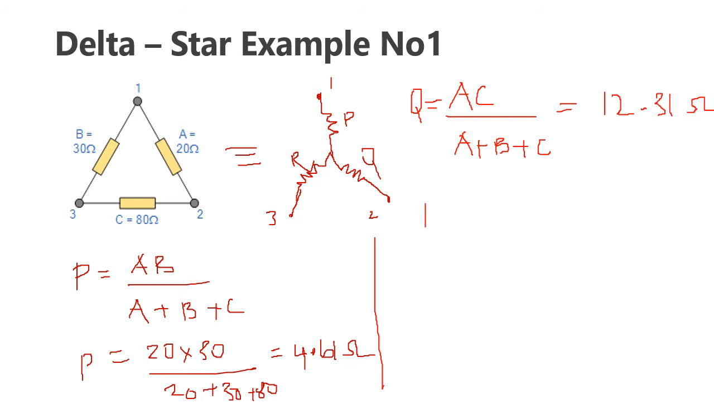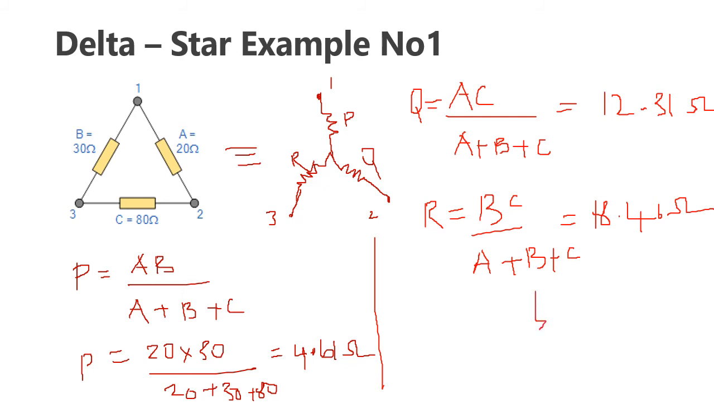Likewise, R equals BC over A plus B plus C. Again, if we substitute the values for A, B, and C, we will get the value for R as 18.46 ohm. So now we can redraw our star network by applying these values.